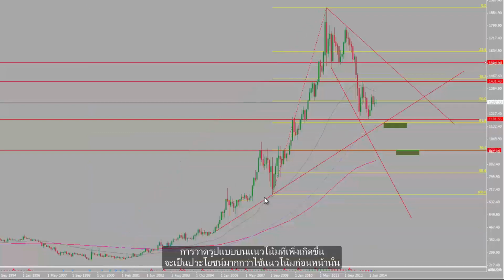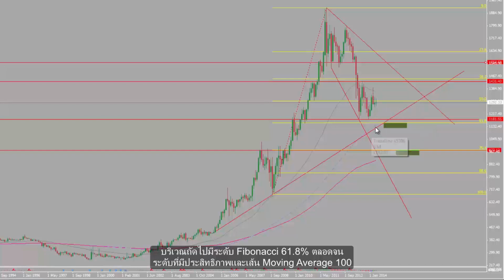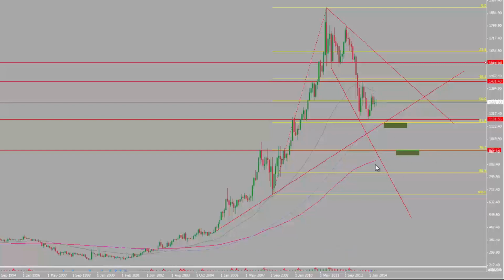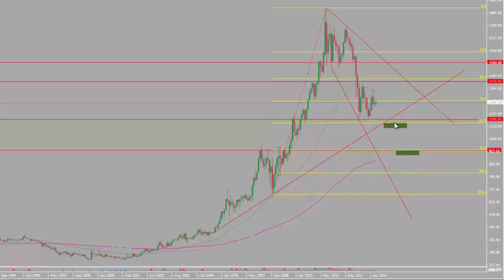Drawing patterns on the most recent trend would be more beneficial rather than earlier trends. The moving average values are 50, 100 and 200. Price could not cross the line 50 completely towards the top, and the next region has the level of 61.8% of Fibonacci as well as a powerful level and moving average line 100. The next presumptive level has a moving average line 200 plus another powerful level and 76.4% of a Fibonacci pattern.